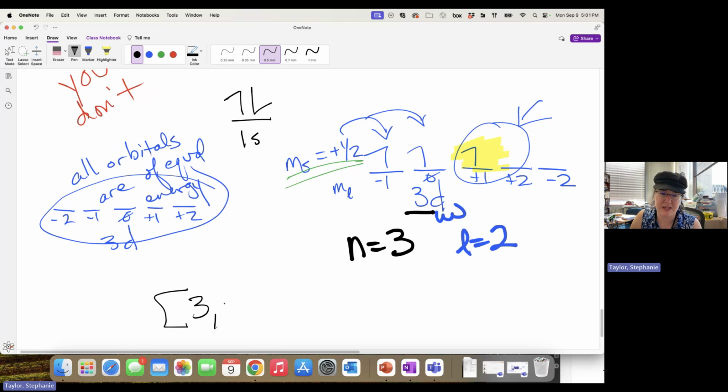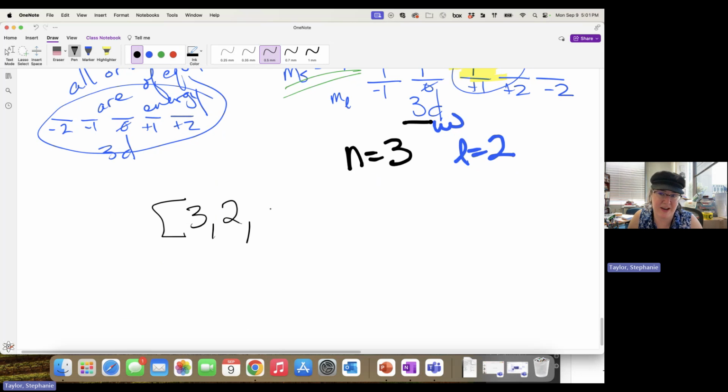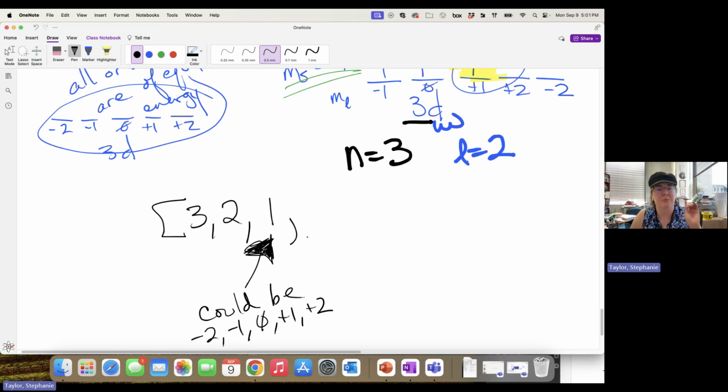So this answer would be 3, 2, and then we'll just go ahead and pick 1, keeping in mind that if this was a short answer, this could in fact be -2, -1, 0, +1, or +2. Any of those would be correct. But since we're going to assume you had information about spin, we're going to go with +1/2 as the correct answer. Normally, though, if you don't have any information about spin from some other electron, you have no way to know that.